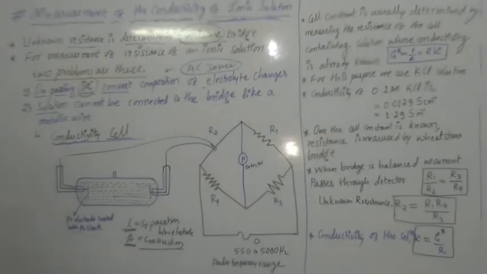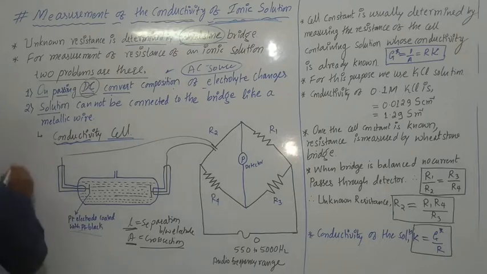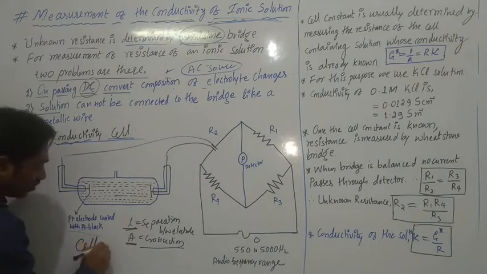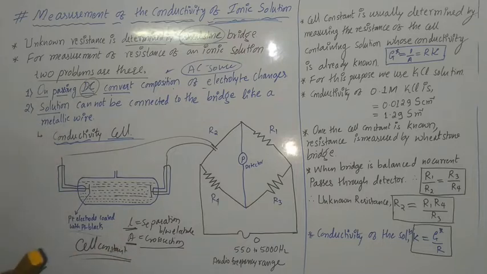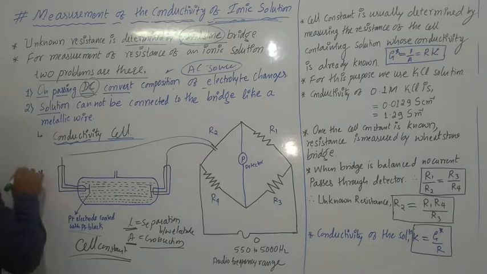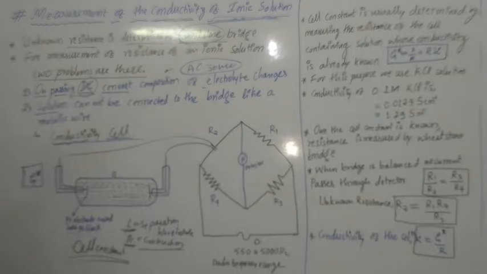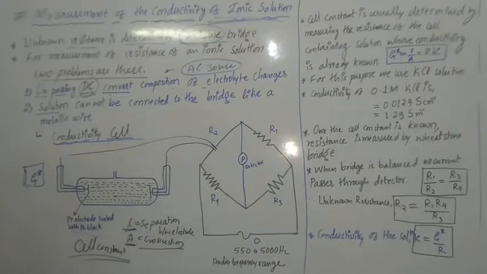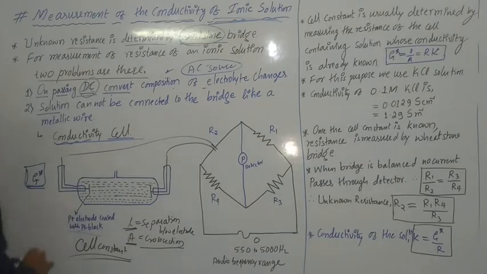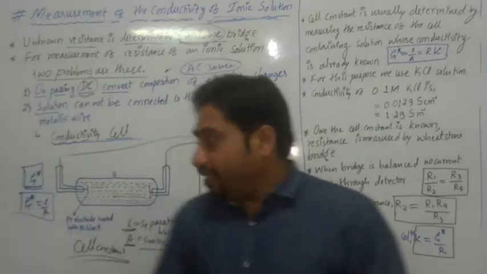The important quantity is the cell constant. We can calculate the cell constant. The cell constant is symbolized as G star. As we already know, it is measured in units of per centimeter or per meter. So what is the cell constant? G star is equal to L divided by A.